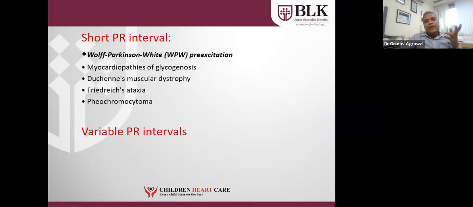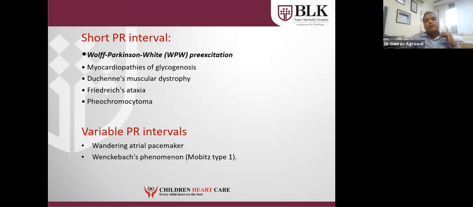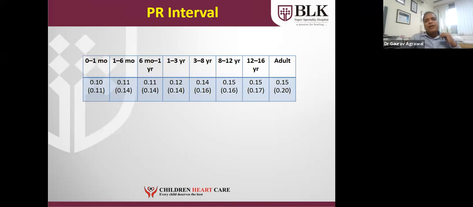Short PR interval, main example in pediatric age group is the WPW, pre-excitation, and variable PR interval is seen in Mobitz type 1 AV block, Wenckebach phenomenon. PR interval, as the age progresses, the PR interval time will increase. In 0 to 1 month, it is 0.1 second, and in adults, it is around 0.12 to 0.15 seconds.